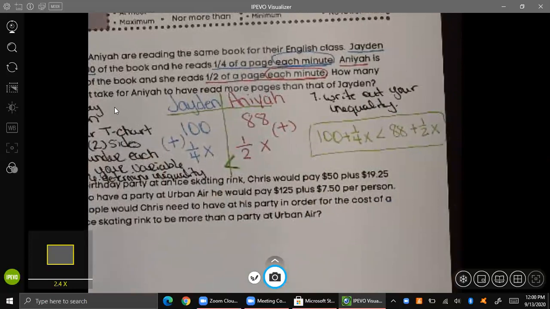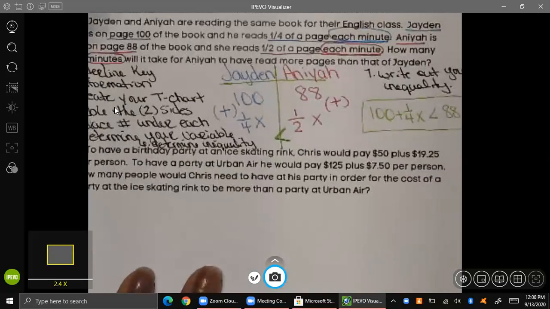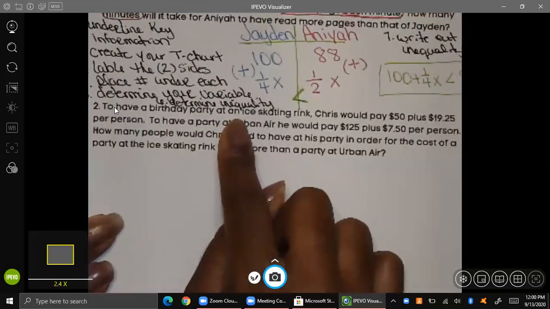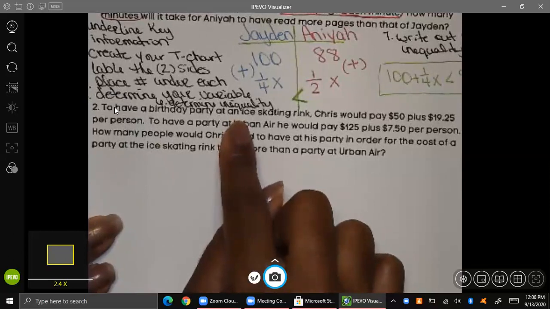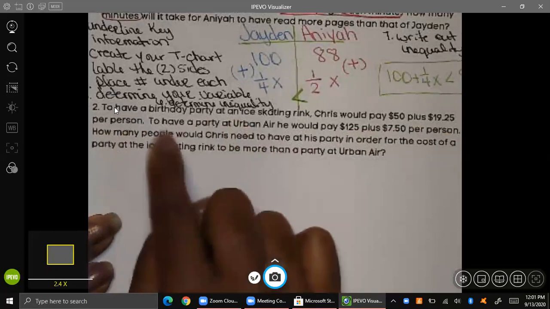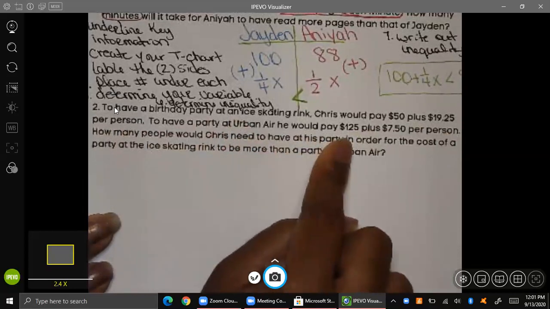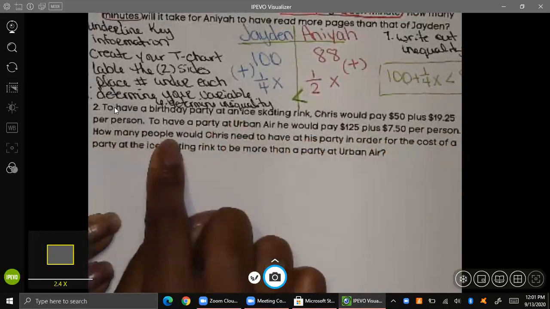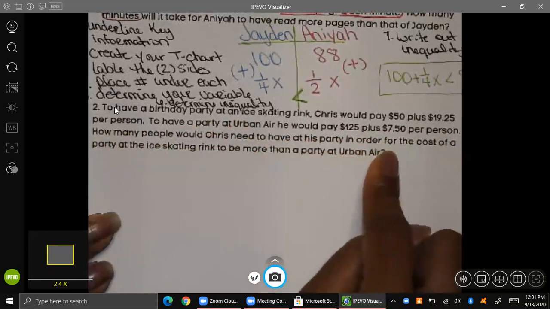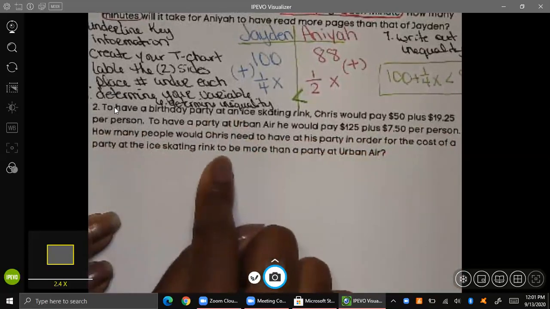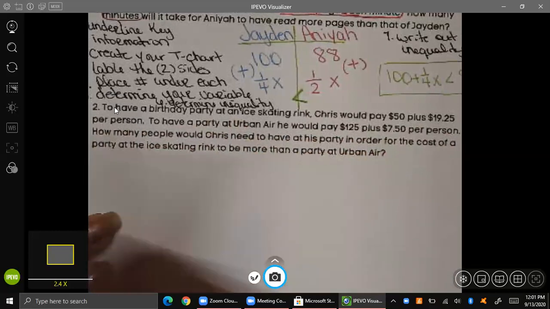So we're going to go to number 2 and follow our same steps to make sure that this all makes sense to us. It says to have a birthday party at an ice skating rink, Chris would pay $50 plus $19.25 per person. To have a party at Urban Air, he would pay $125 plus $7.50 per person. How many people would Chris need to have at his party in order for the cost of a party at the ice skating rink to be more than a party at Urban Air?